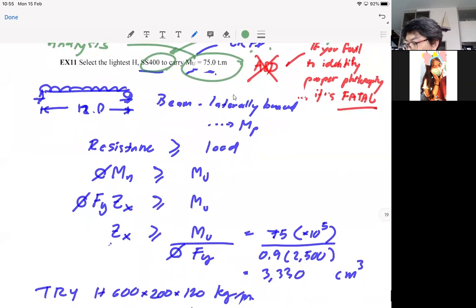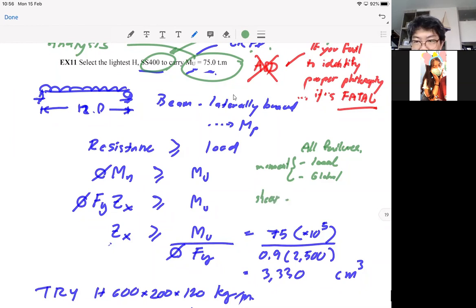And if you can identify all failures without any calculation, for example, you need to know that you have local buckling and global buckling for the moment, and generally we should consider the shear too in the beam, but we haven't mentioned it. You should include the shear as well, and then deflection if it's applicable.